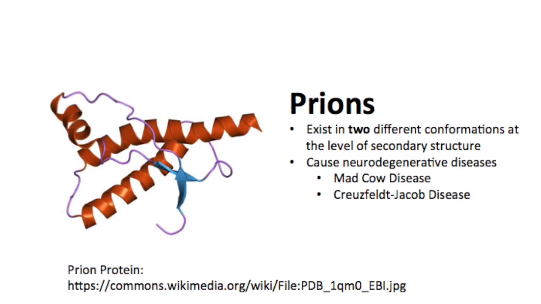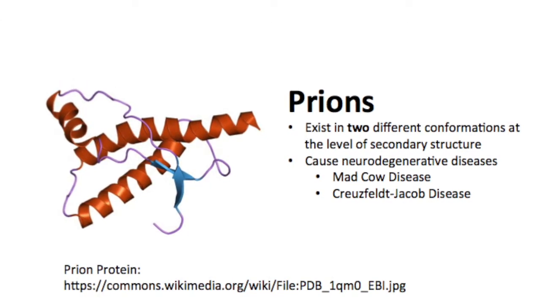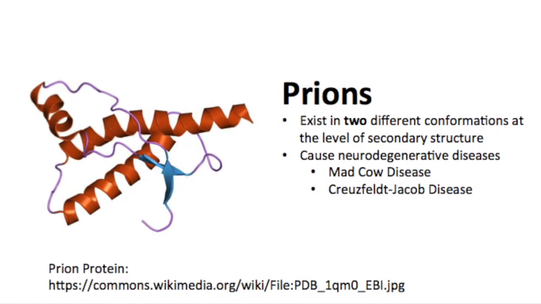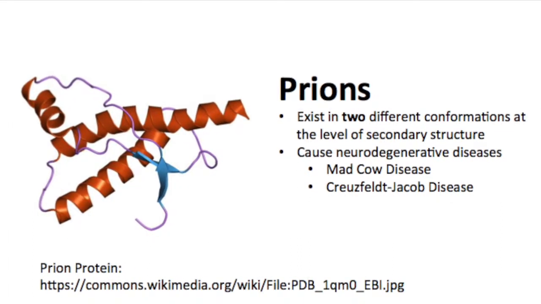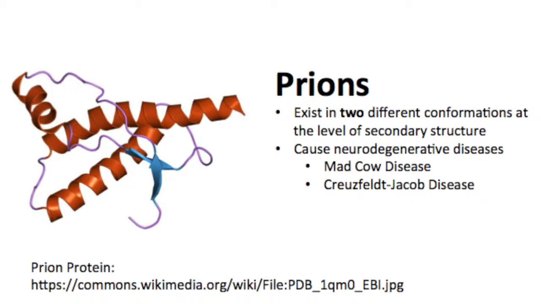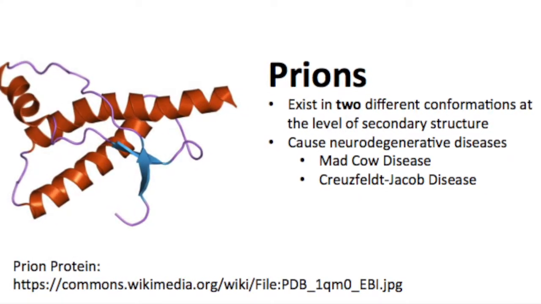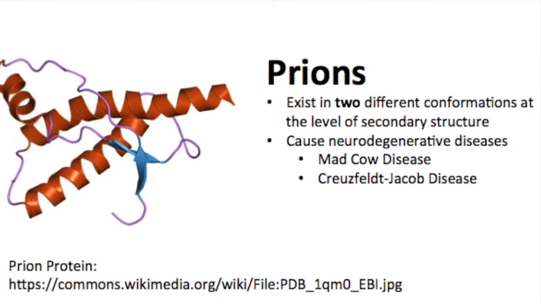Prions are a type of pathogen that causes neurodegenerative diseases in mammals. Unlike regular proteins, prions can exist in two different conformations at the level of secondary structure. There is an alpha helical portion of the normal protein that is refolded into the beta sheet formation in the abnormal protein. The primary structure of the prion remains the same, but its secondary structure is different. As a result, its tertiary structure will be different as well.